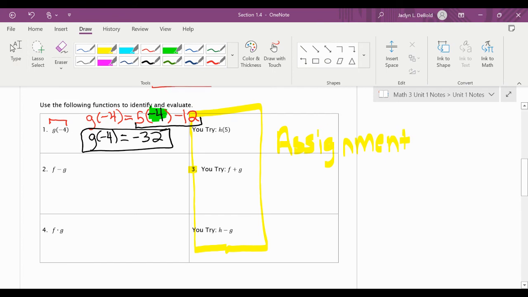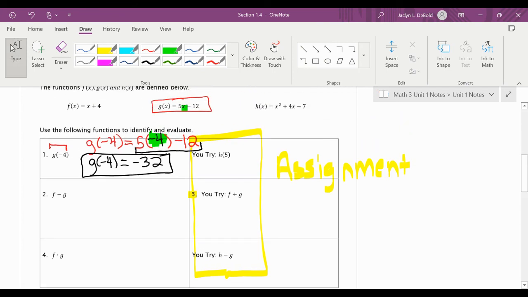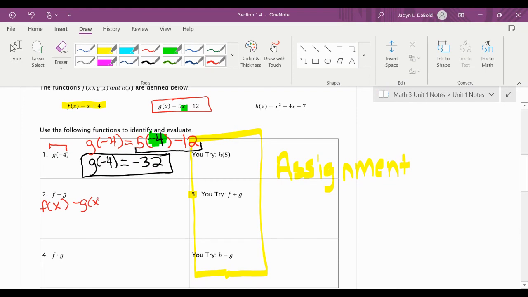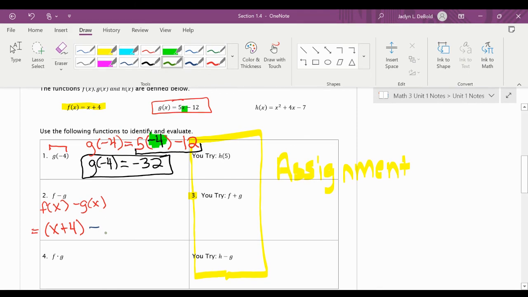The next one is just doing subtraction. So here I have f minus g. That's the same as f of x minus g of x. F of x is x plus 4. It's having me subtract, and then I'm subtracting 5x minus 12.